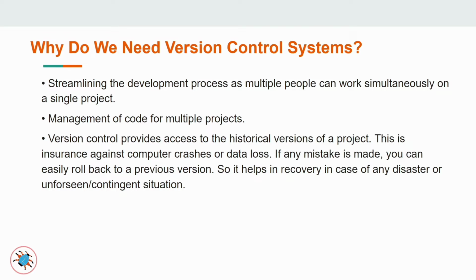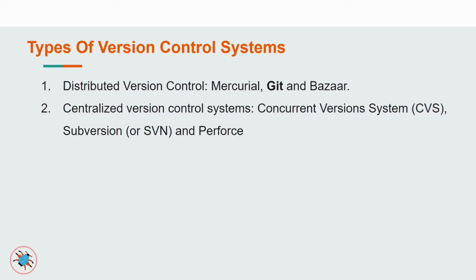So you don't have room to give your client stories that this will happen, this will happen. You can just finish your project, be a trustworthy developer, and deliver your project on time. So that's why we need version control systems. So next, let's look at the types of version control systems.